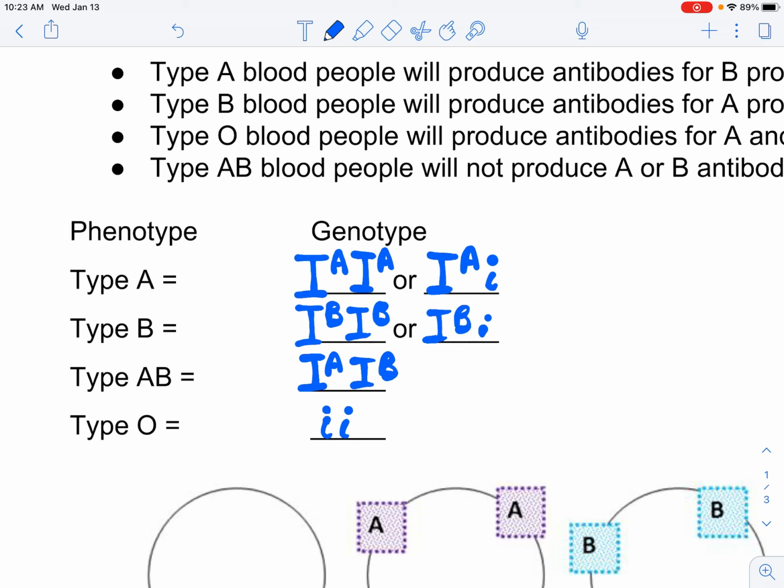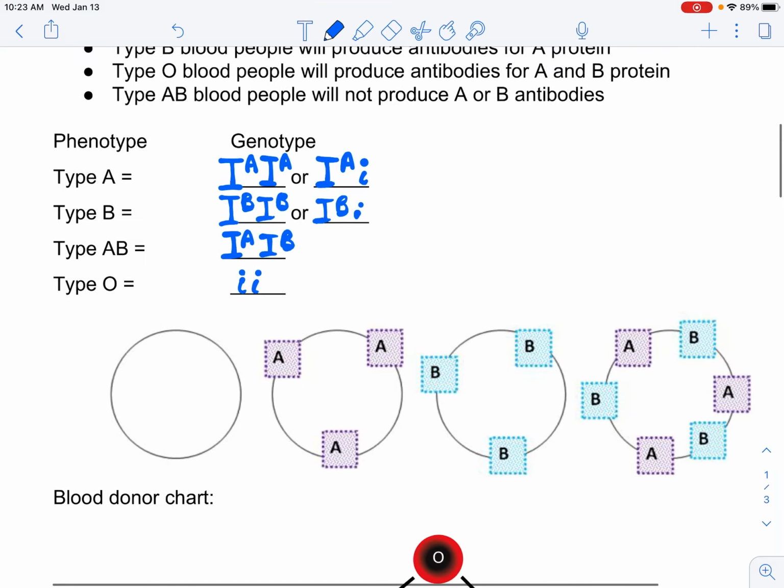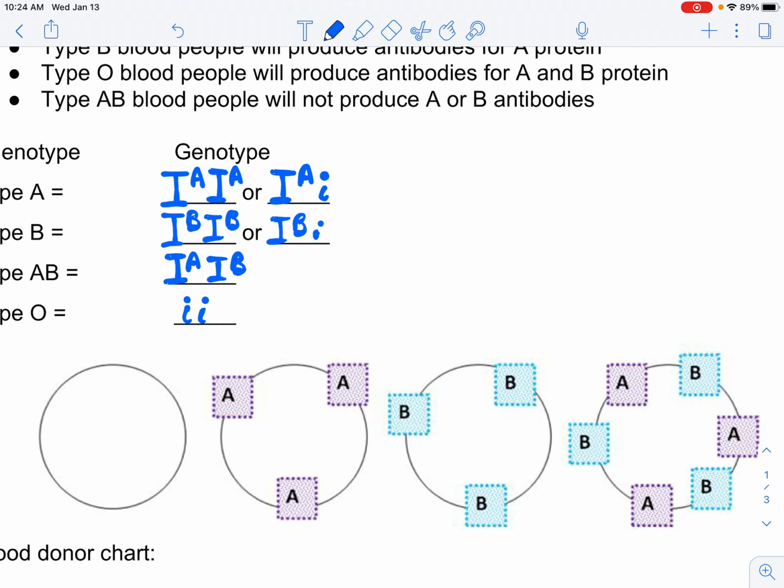So those are the 6 possible combinations, the 6 genotypes. Even though there's 3 alleles, you only get 2. You get one from your biological mother and one from your biological father. And again, on the left, this would be type O, this would be type A, type B, and type AB.